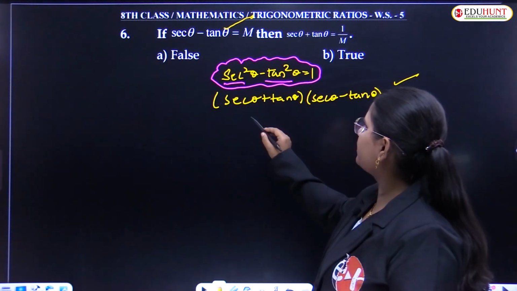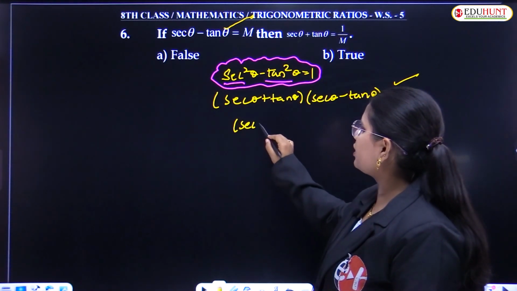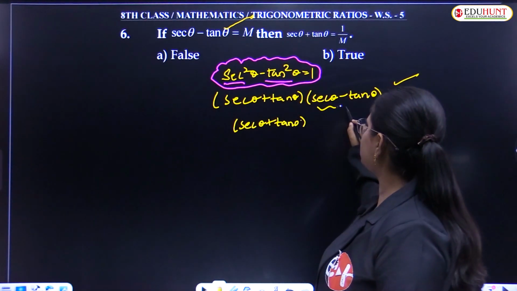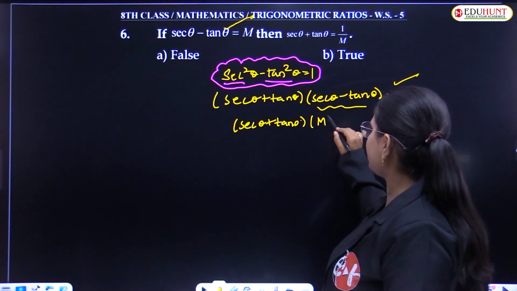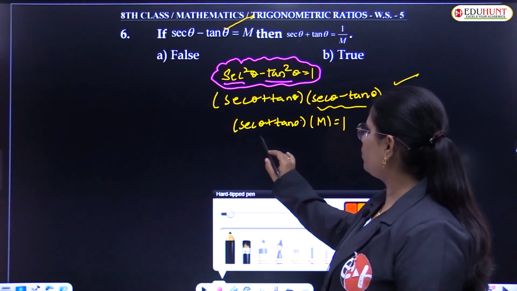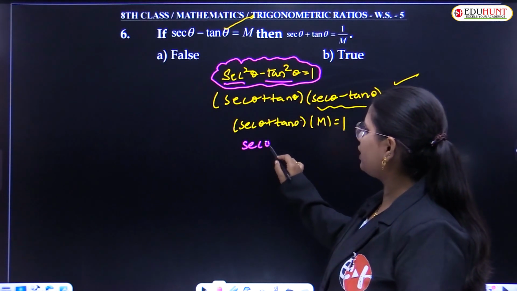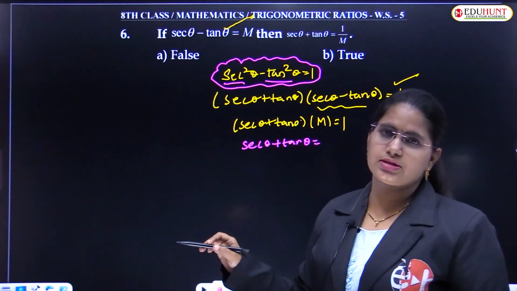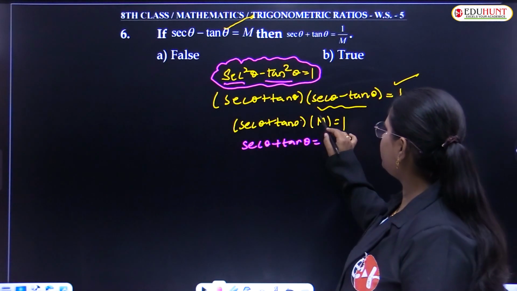So what is given? I will write this as it is: secant theta plus tan theta into this value, which is given as m, equals 1. I need to find the value of secant theta plus tan theta, correct? Secant theta plus tan theta. So m is multiplying here.